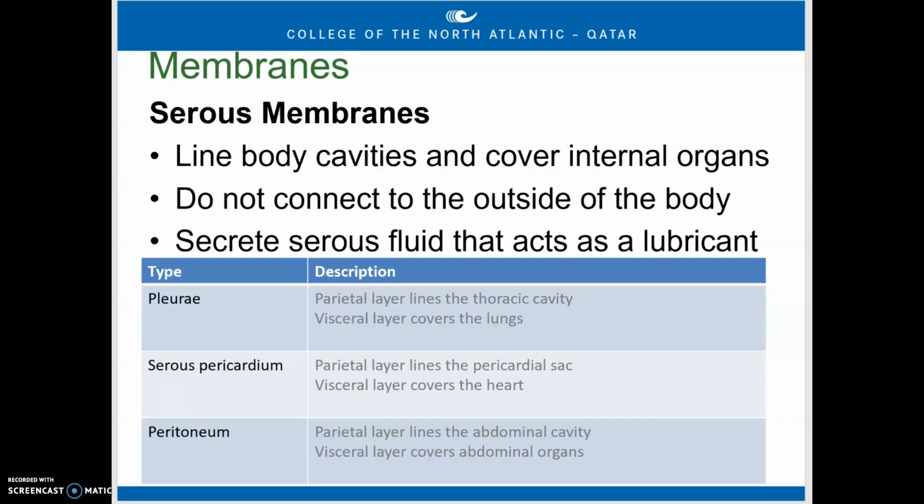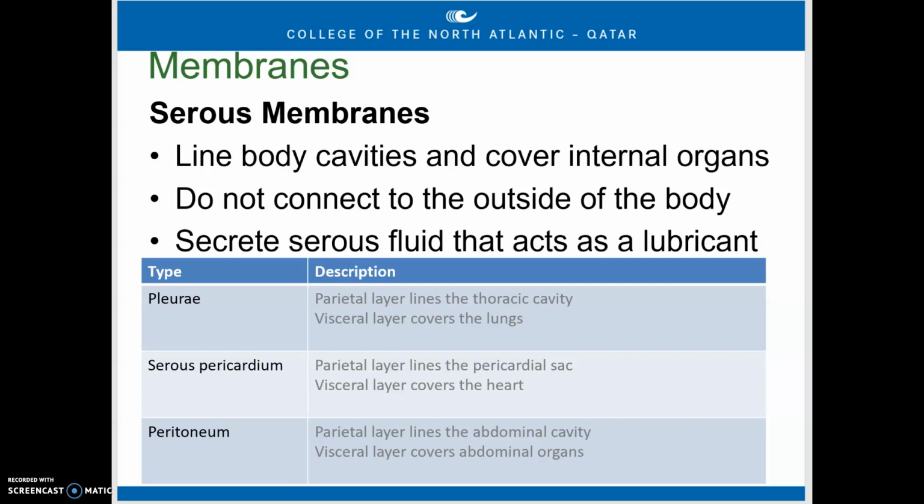Now, of the serous membranes, there's a couple more here. We've got the pleurae, the serous pericardium, and the peritoneum. These membranes are going to be the ones that line body cavities and cover the internal organs. Okay, they're not going to be connected to the outside of the body in any way. And within these membranes, they're going to secrete a fluid that'll act as a lubricant that'll help protect and condition the organs that are inside of it.